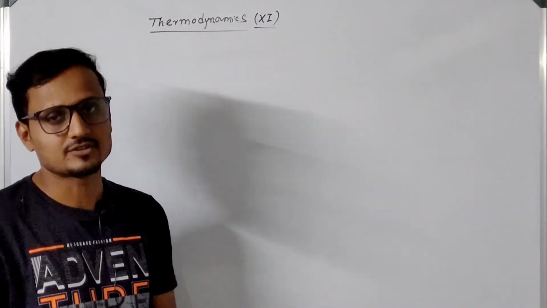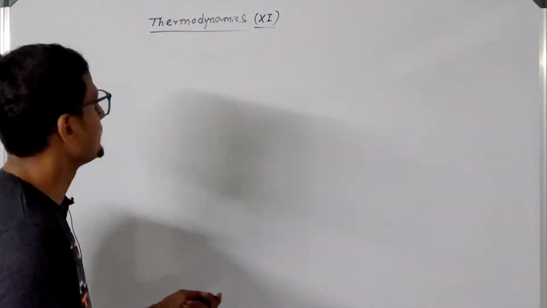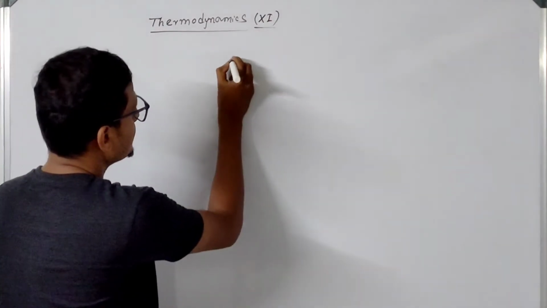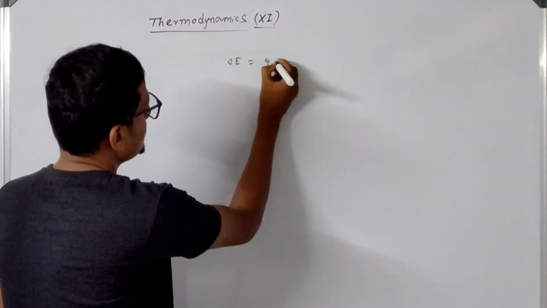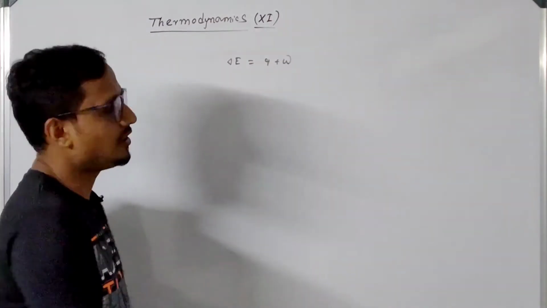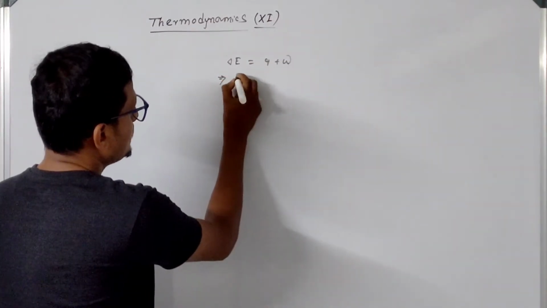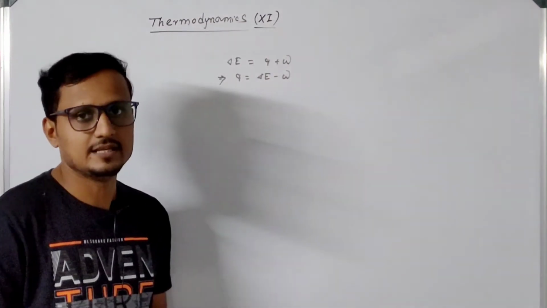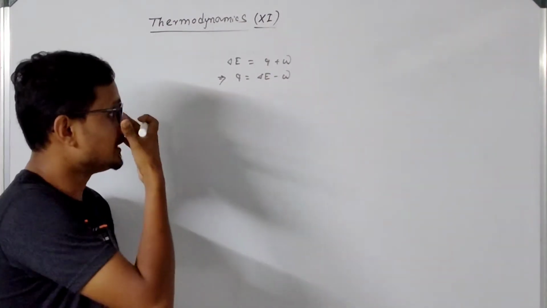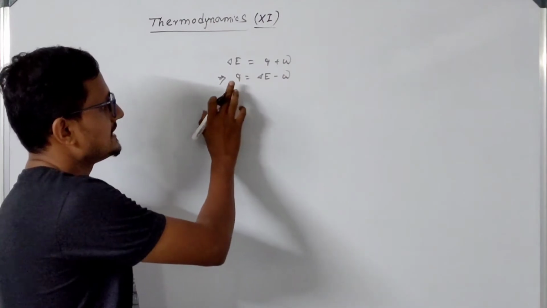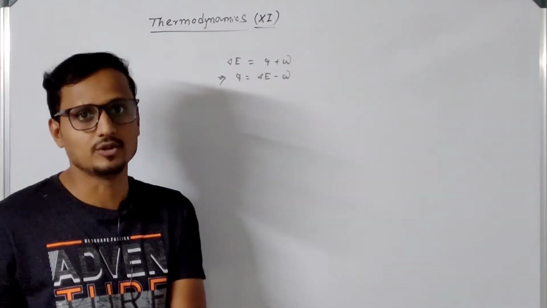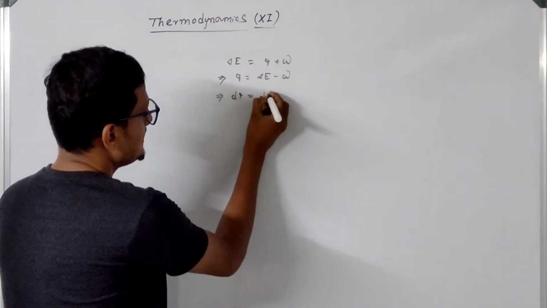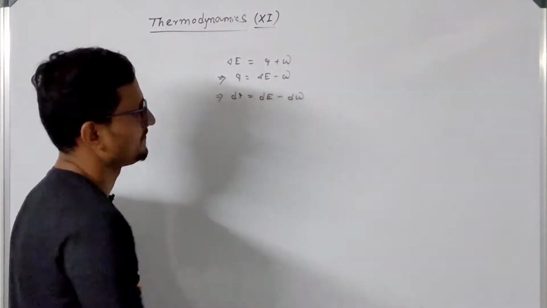illustration made from the first law of thermodynamics. Okay, so first we have learned that this is the first law of thermodynamics, that del E equal Q plus W. So from here we can write that Q equal del E minus W. Now if the change of this heat is infinitely small, then we can write dq equal dE minus dW.